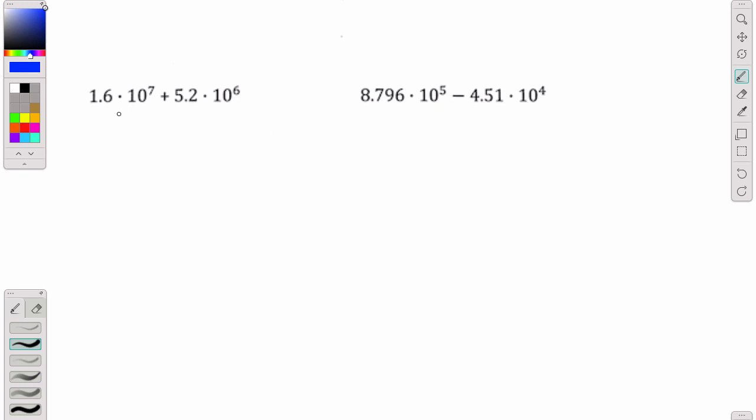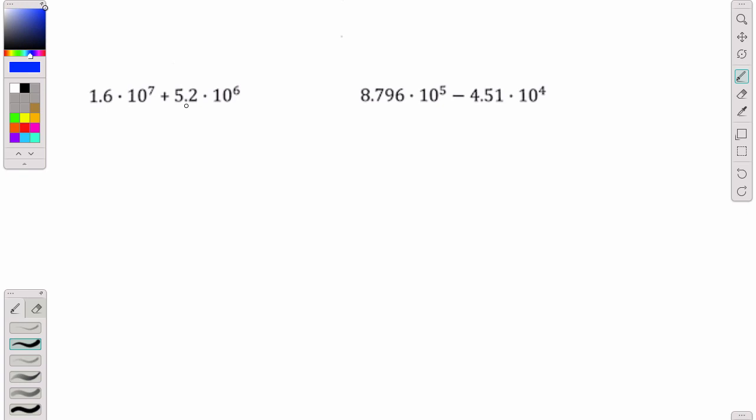I have 1.6 times 10 to the 7th, so we're talking like 16 million. And then we have 5.2 times 10 to the 6th, 5,200,000. Now we could just write those all out in standard form. That would be a lot of zeros. It's easy to make mistakes and lining up things wrong. So let's look at it in scientific notation.